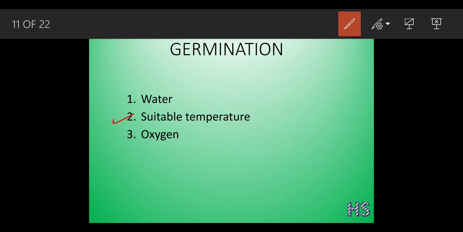Then we are going to talk about the second factor, that is the suitable temperature. For germination, too high a temperature or too low a temperature, both are not suitable. The temperature that is suited for a seed to germinate is around 25 degrees Celsius to 35 degrees Celsius. This is the moderate temperature that is needed for the seed for germination.